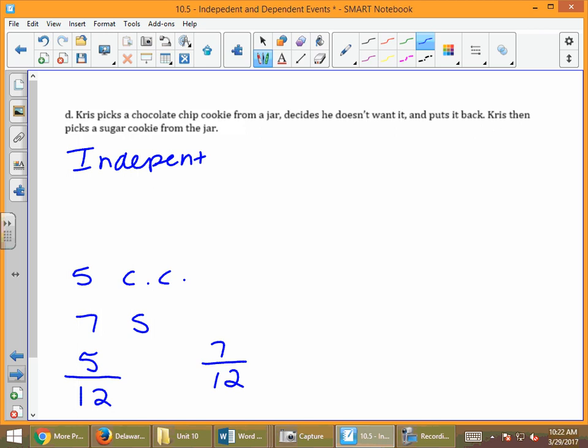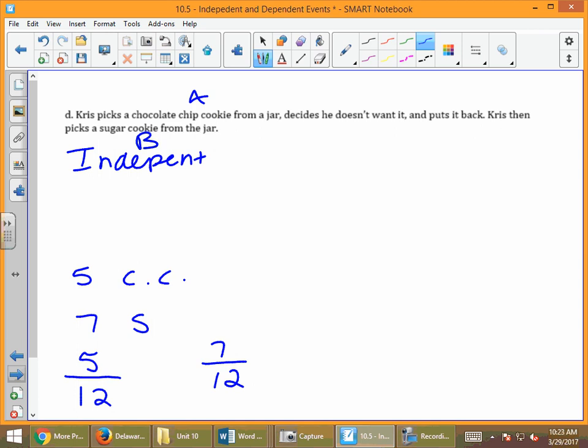Probabilities stay the same. Just think, if he puts it back in the jar, independent. If he ate it, dependent. Don't worry about accidents. Just between the two things. Event A is picking a chocolate chip. Event B is picking a sugar cookie. Those probabilities did not change going from event A to event B. Okay. Yes.